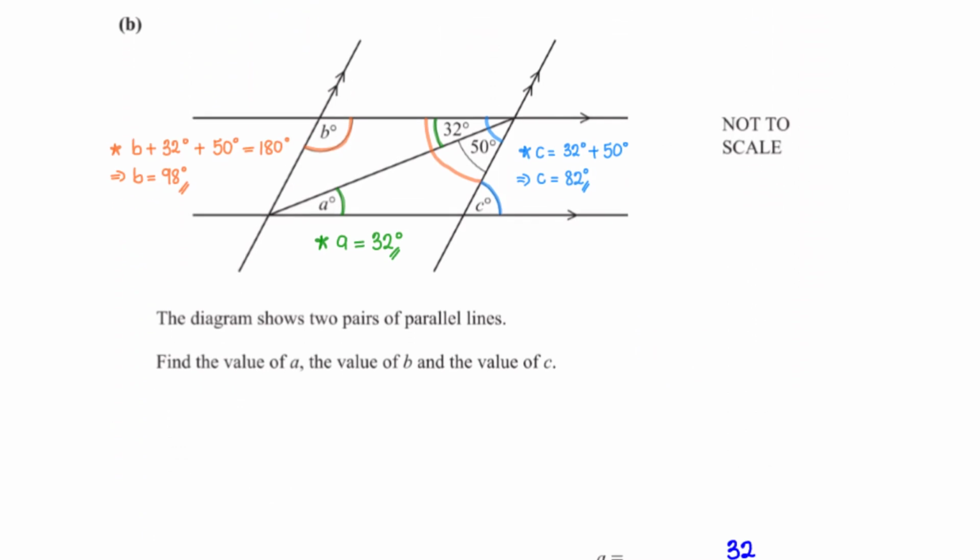The diagram shows two pairs of parallel lines. Find the value of A, the value of B, and the value of C. These two are alternate angles. Alternate angles are equal, so A is 32. These two are interior angles. Interior angles add up to 180 degrees, so we have B + 32 + 50 = 180. When we make B the subject, we get B = 98. These two are alternate angles. Alternate angles are equal, so C = 32 + 50, which is equal to 82.